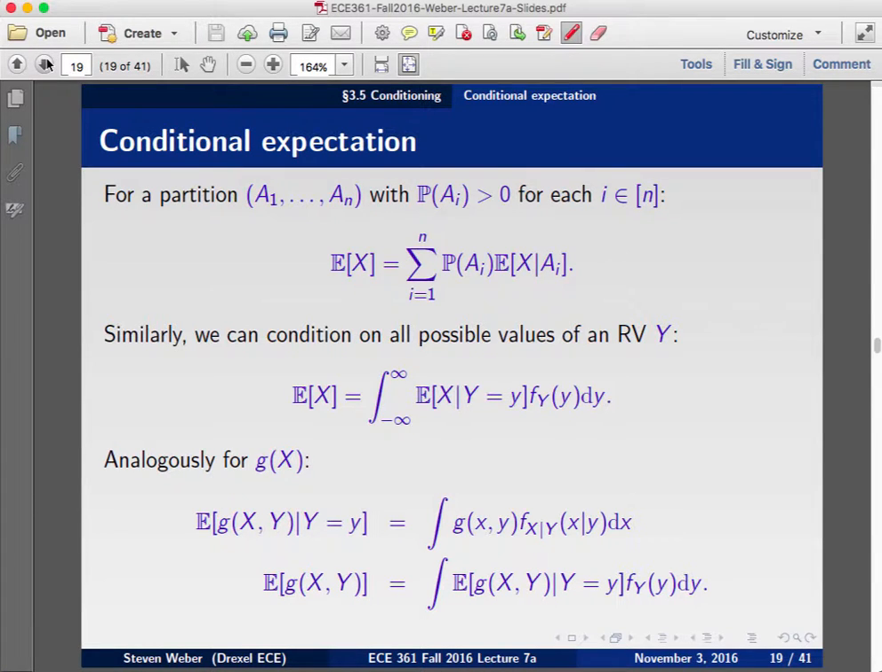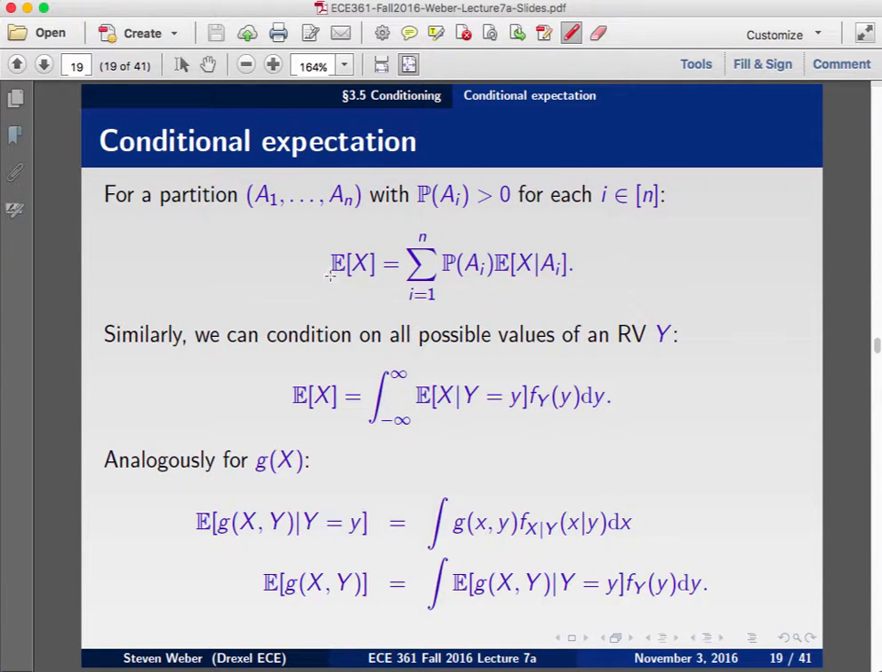And again, this is the total expectation theorem. We saw the same formula in the context of discrete random variables, and here they are again. So again, we have a partition of the sample space, A1 through AN, and we assume that each element of the partition has some probability P of AI.